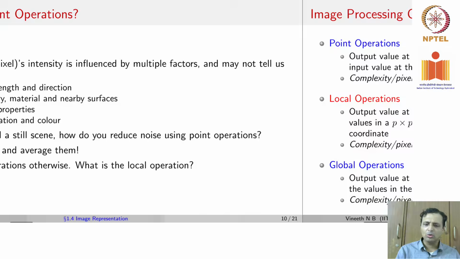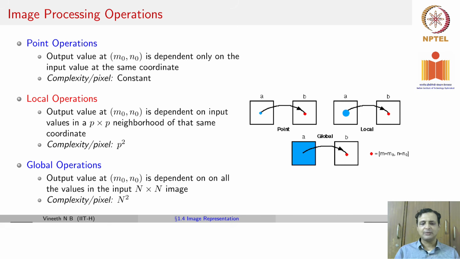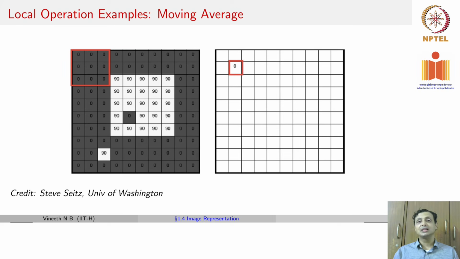So let's see what a local operation means. As we already said, a pixel value at output depends on an entire neighborhood of pixels in the input around that coordinate, whichever coordinate we want to evaluate the output at. So here is a very simple example to understand what a local operation is. A standard example is what is known as the moving average.